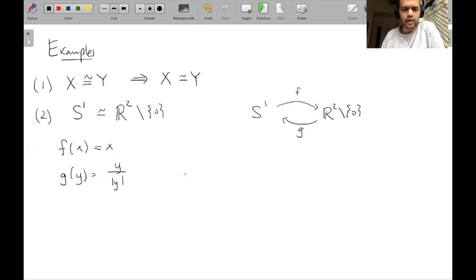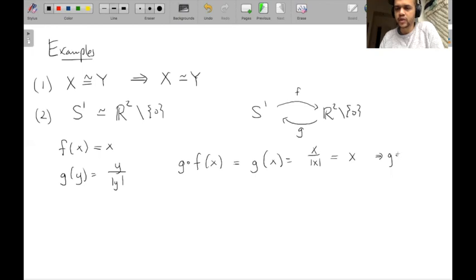So now let's look at the compositions. If we do F then G, this is G of X, which is X over the norm of X, but X is on the circle, so the norm of X is 1, so this is just X. So from this computation, we see G compose F is the identity on the circle.